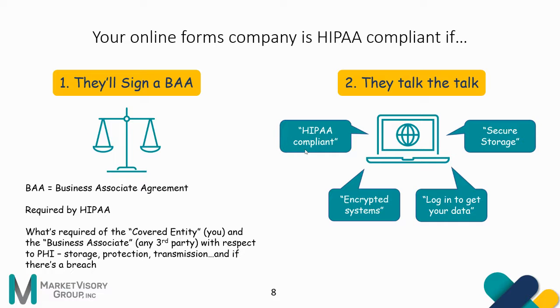The whole point, if we go back to a BAA, the whole point of a BAA is to say we agree to do certain things to protect protected health information. But if they don't talk the talk and do those other things to actually protect the PHI, what's the point of having the BAA in the first place?